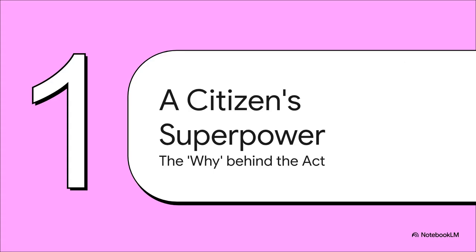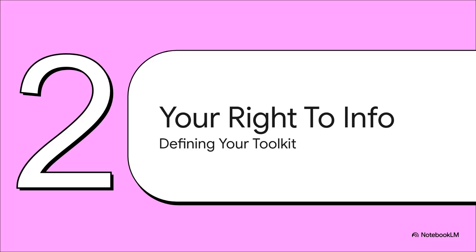Let's jump in. So, first things first, why does this Act even exist? Well, it was really designed with two main goals: to promote transparency and to ensure accountability. It's a direct way for you to see what the government is up to, ask questions, and, ultimately, to help fight corruption.